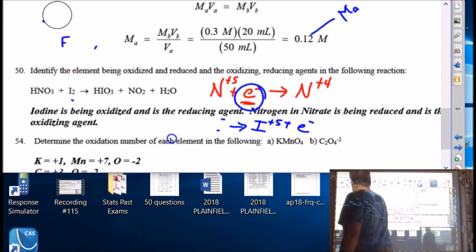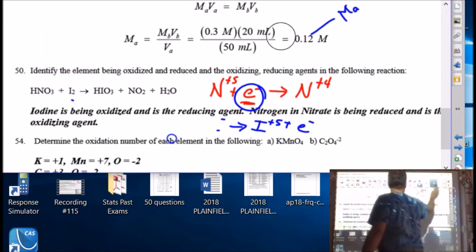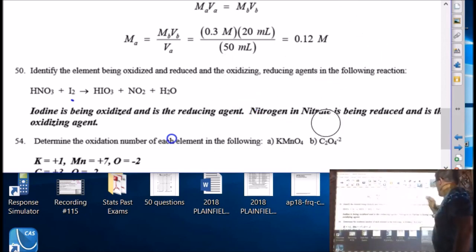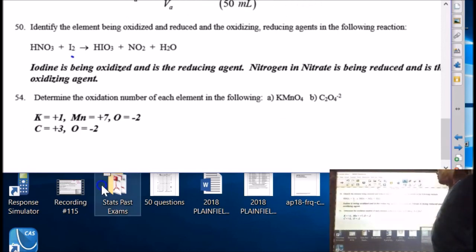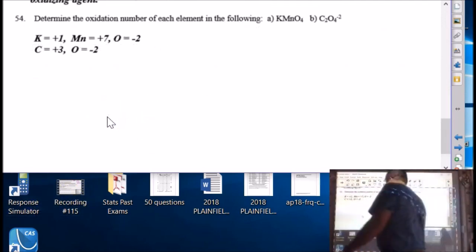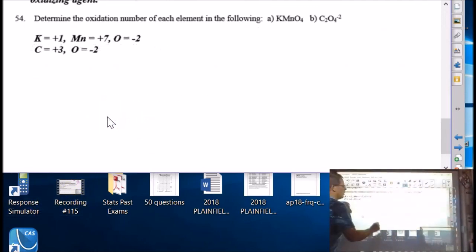All right. Looks like the last question here. I don't know why I jumped from 50 to 54. I apologize for that. But the last thing here is having you determine oxidation numbers, which was kind of important for up here. Determining the oxidation number or the charge on each of these elements.